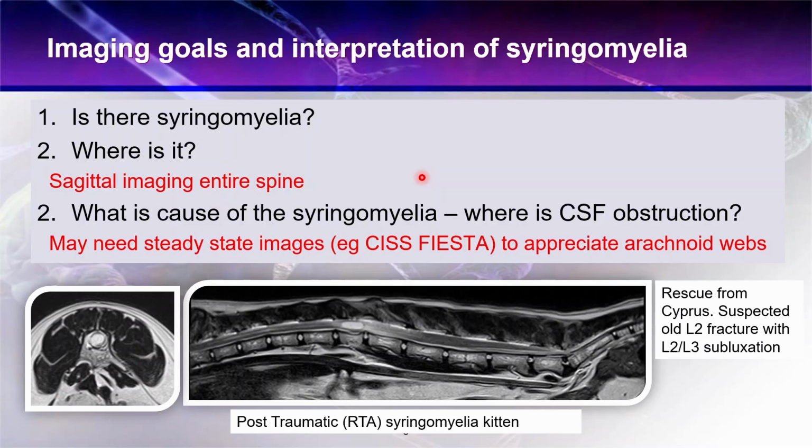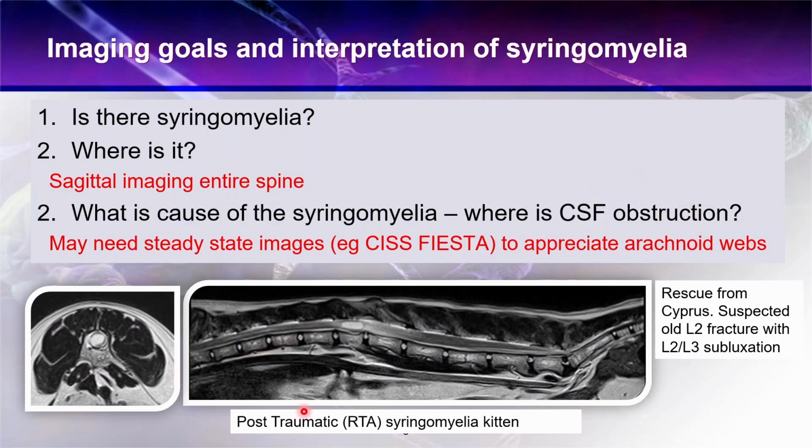there is CSF obstruction. So it's not good enough to diagnose syringomyelia. That's a bit like diagnosing anemia. It is a sign on a diagnostic image. You then have to decide why there is a syringomyelia and where there is a CSF obstruction.